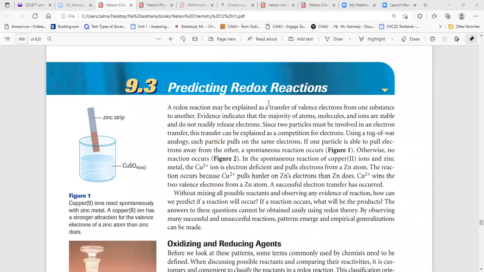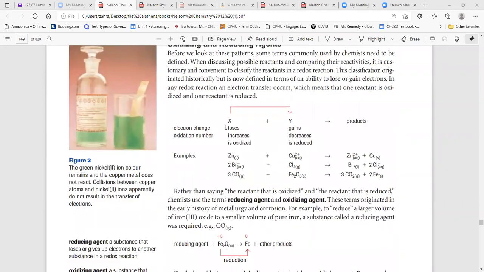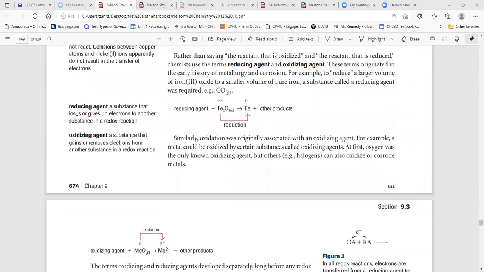We're going to be predicting redox reactions. So when you have a reaction, you have an oxidizing agent and a reducing agent. Okay. What is the reducing agent? A substance that loses or gives up electrons to another substance in a redox reaction.